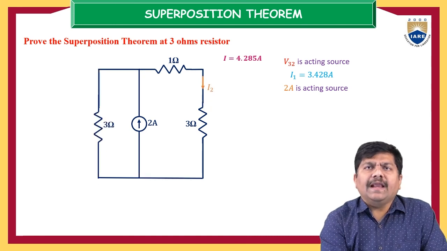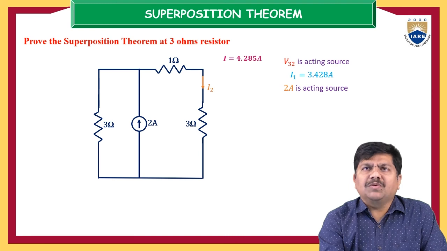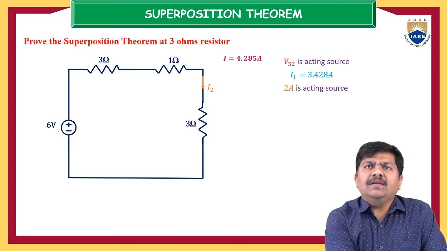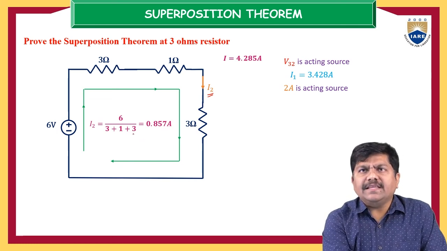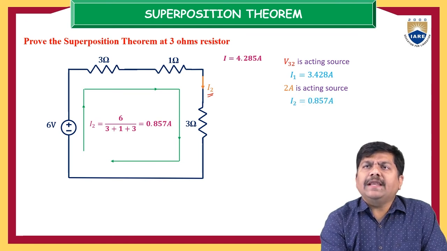This value is the 3 ohm, and again this 3 ohm is in parallel to the 2 amps current source. You can convert this combination to an equivalent voltage source with the help of source transformation. The source transformation gives 6 volts and a 3 ohm resistor. Finally we require this I2 current here. So 6 volts, and 3 ohm, 1 ohm and 3 ohm. So how much total resistance here? 7 ohm. So 6 volts divided by 7 ohms is 0.857 amps. This current is because of the current source, at the 3 ohm resistance point. So let us record that current also: I2 is equal to 0.857 amps.